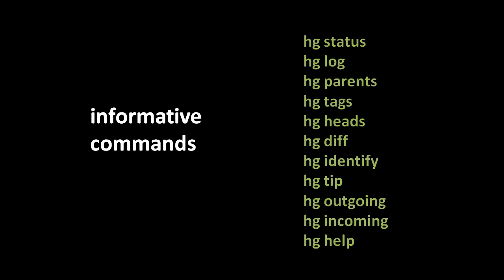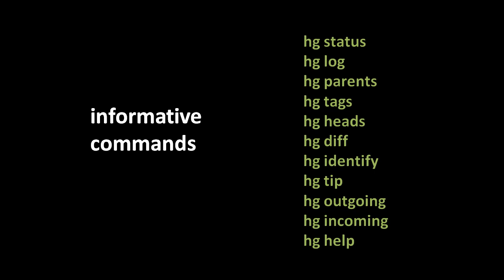The identity command prints out the ID, the change set ID, of the working directory's parent, or any other change set that you specify. What makes it more useful than the other commands which do the same thing is that ID can be used on remote repositories. So I can query another repository and ask it, say, what is the ID of the current head of such and such branch? That's the sort of thing you can do with identify.